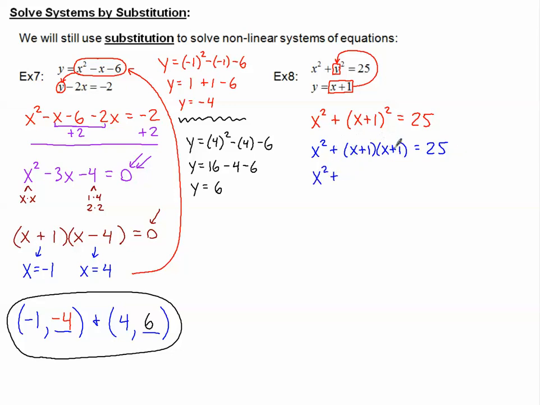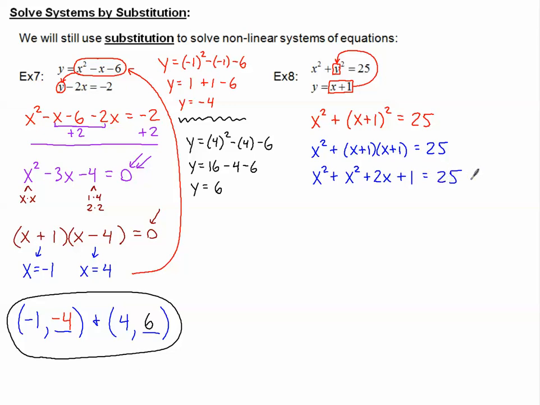However you want to do this, there are four products: x times 1, 1 times x, 1 times 1. X times x gives me x squared. My outer terms, 1x. My inner terms, another 1x, so that's 2x. And my 1 times 1 gives me a 1, and equal to 25 still.